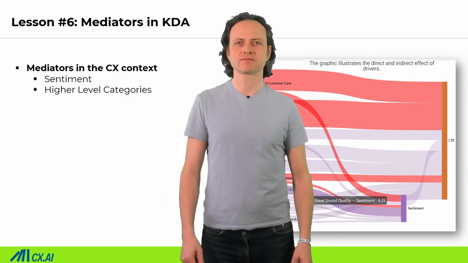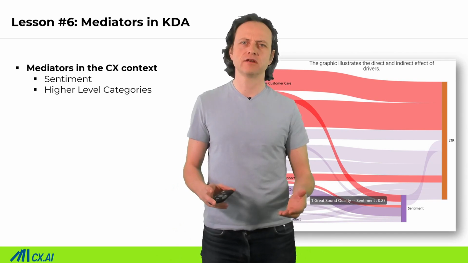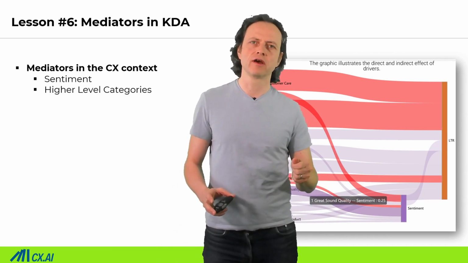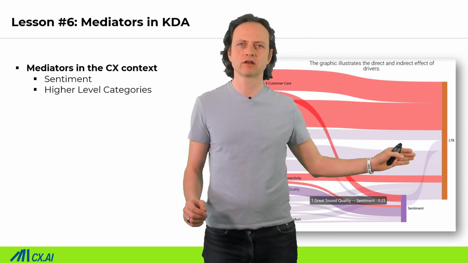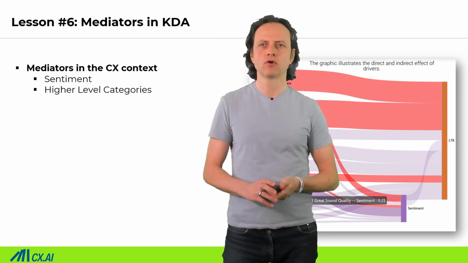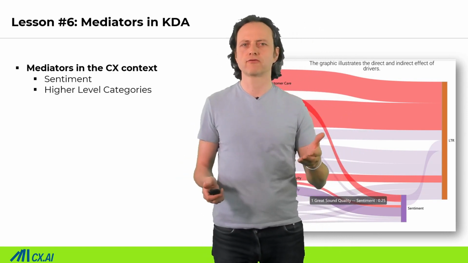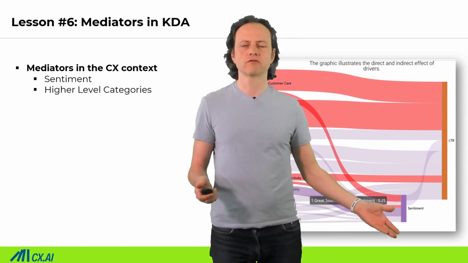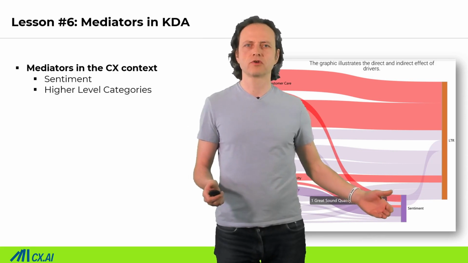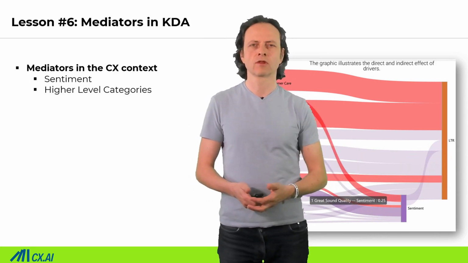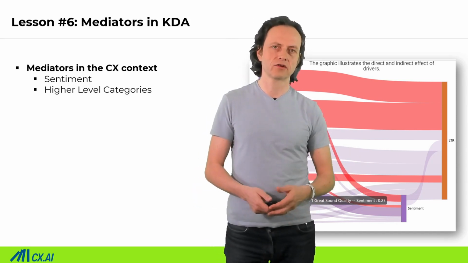Lesson number 6, mediators in key driver analysis. So what is a mediator? A mediator is an intermediary variable, an intermediary outcome. So it's a driver for the outcome. For instance, it's a driver for likelihood to recommend, but it's also an outcome of other drivers. Yeah? So for instance, if you have great service as a category, great service is an outcome of friendliness, but both could be a driver to likelihood to recommend, right? So the great service is basically a higher level category.